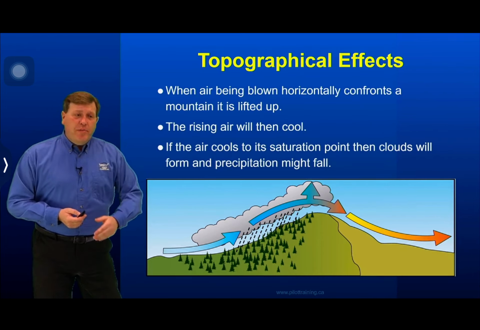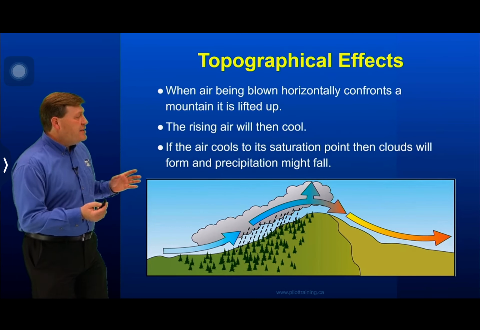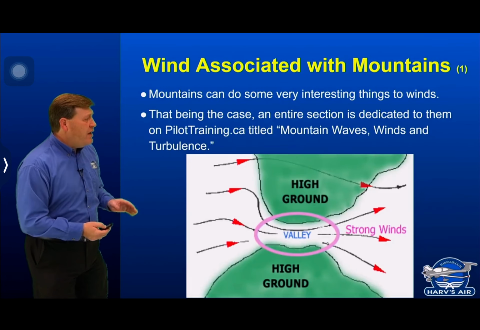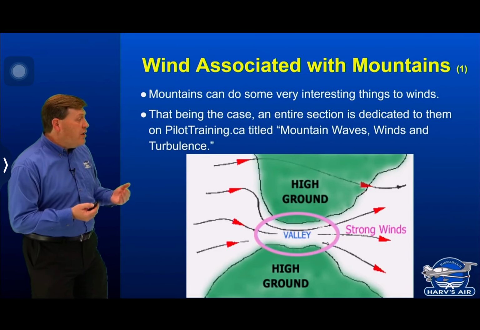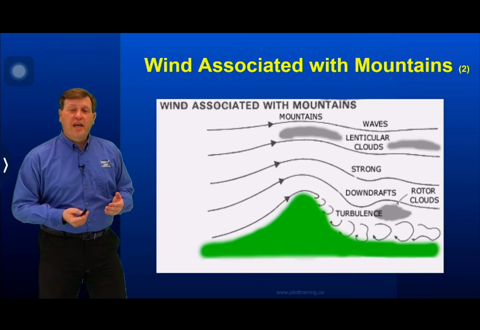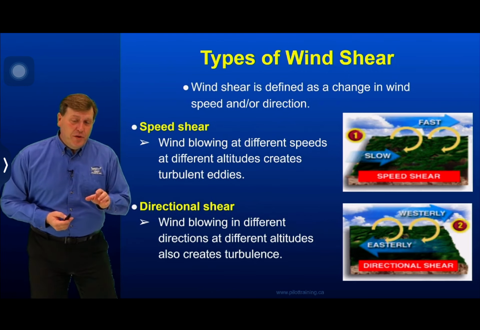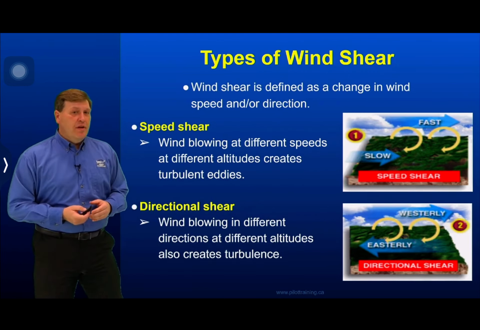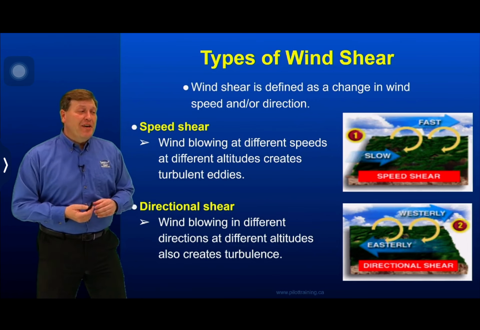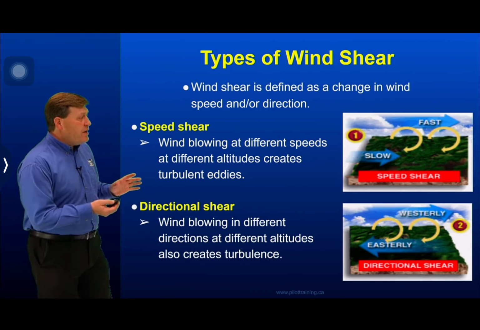Now, elsewhere on pilottraining.ca, we have a section called Mountain Waves, Winds, and Turbulence. We talk extensively about the effects of topography and winds in that section. So I'm going to kind of go over these slides just a little bit quicker for that reason. There you go, winds associated with mountains. Please check out our Mountain Waves, Winds, and Turbulence section where we'll talk about this in great detail. The next few slides, same statement, wind shear. Okay, we have a section on pilottraining.ca called Wind Shear Types and Causes. So this I'm going to go over a little bit quickly as well.